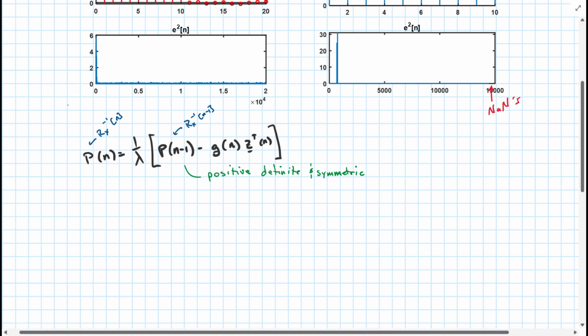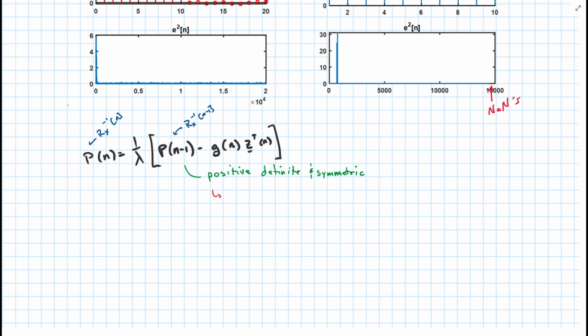However, if we have any round-off errors in the system, and when I was running the RLS code, I was doing it in MATLAB using double precision floating point arithmetic, so the round-off errors should be relatively small. But any round-off errors in our updates and calculation may destroy the fact that we have a symmetric positive definite matrix. I misspoke. Positive definite.